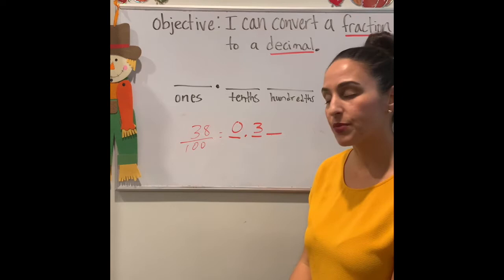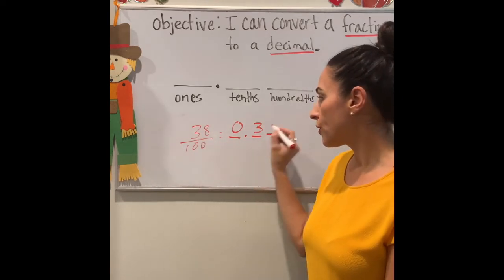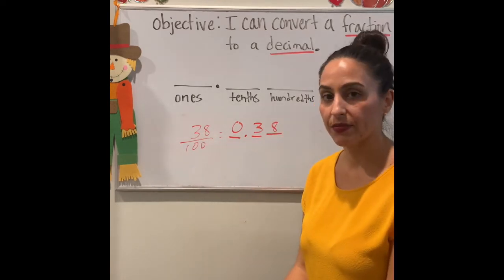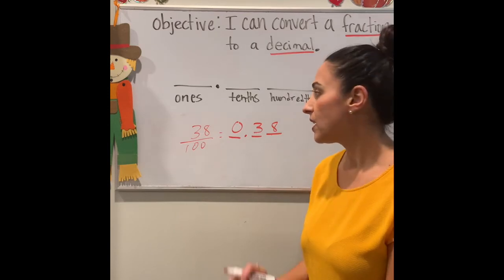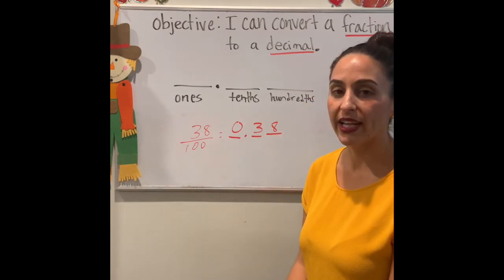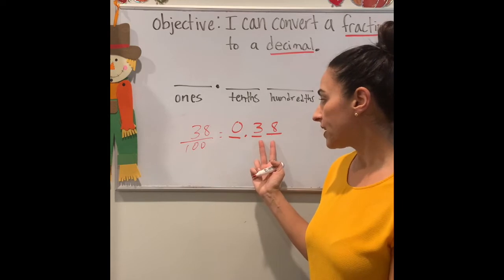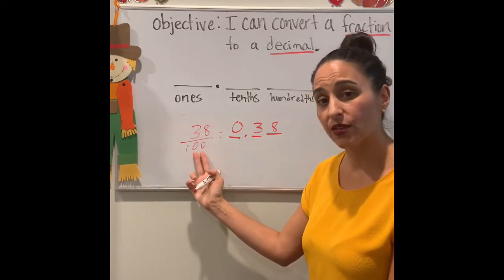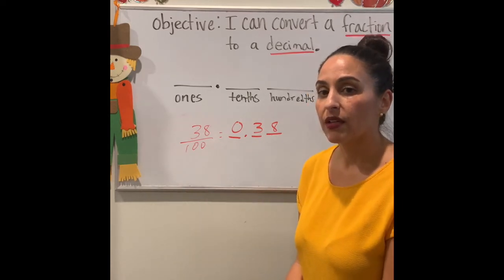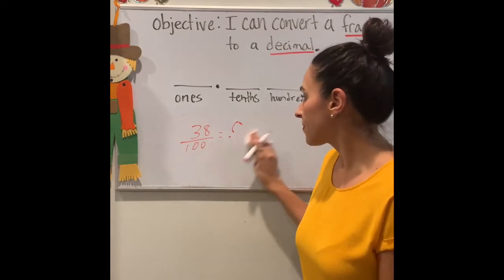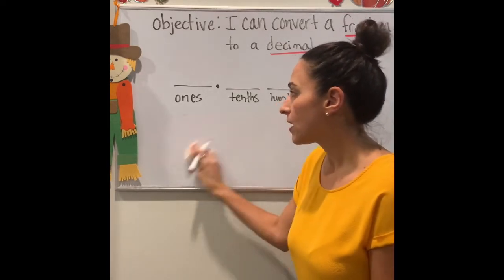And how about in the hundredths spot? Well, total 38 hundredths. Okay? 8 little hundredths, 38 hundredths. 2 places after the decimal. There's 2 zeros here. That was easy, wasn't it?